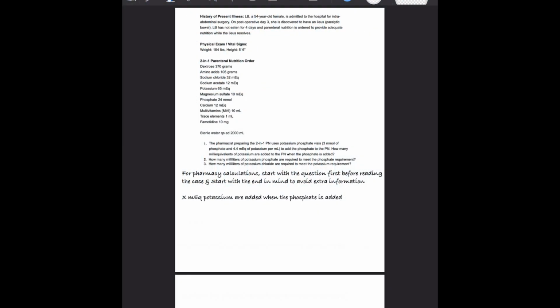With the question first before reading the case. That helps gain focus. And start with the end in mind to avoid extra information. So let's start with number 1.